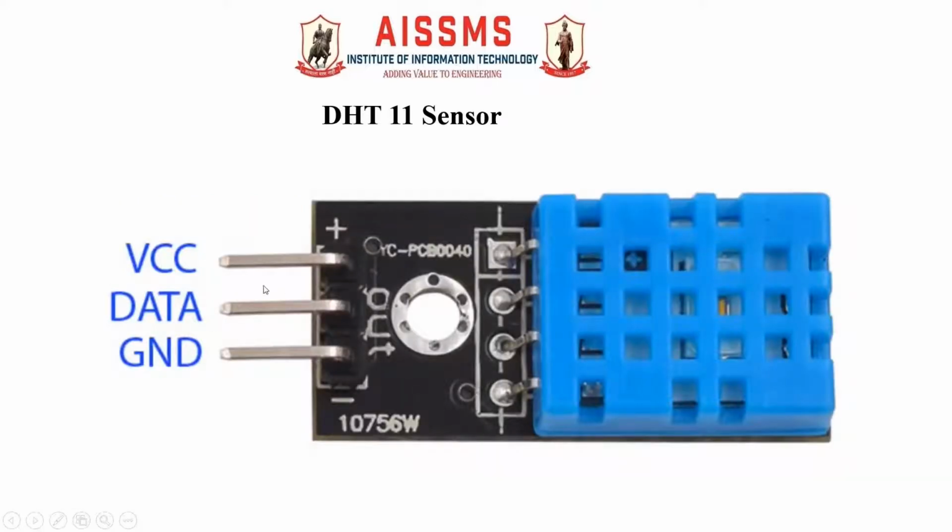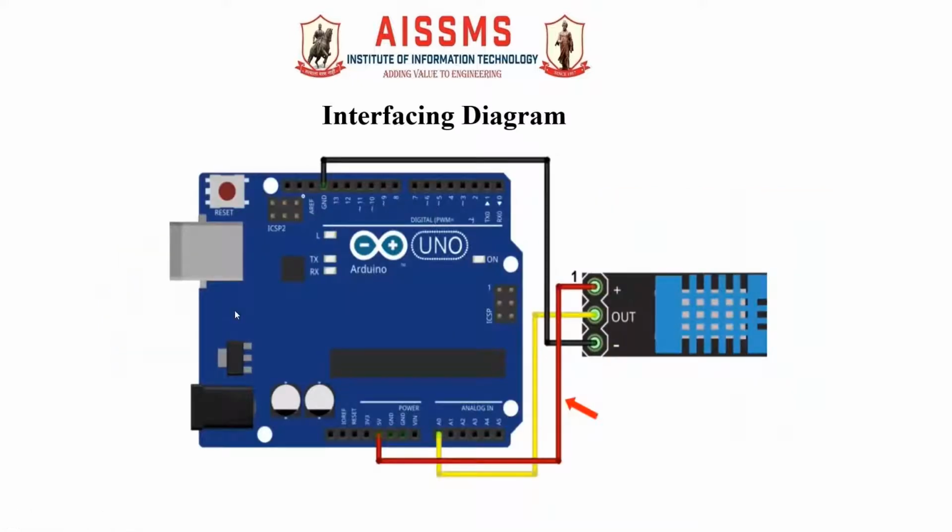This is the DHT11 sensor, which is a temperature and humidity sensor, in which there are three terminals, VCC and ground. These two are for the power supply because this is a passive sensor and it needs power supply. And one terminal is for collecting the data. This sensor will give the data on this data pin, that will be about the temperature and humidity.